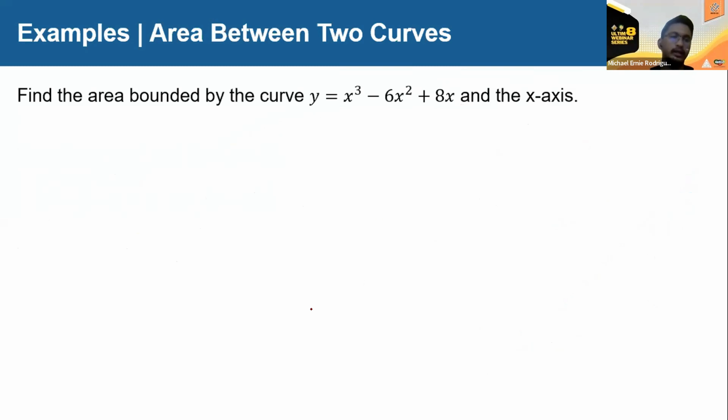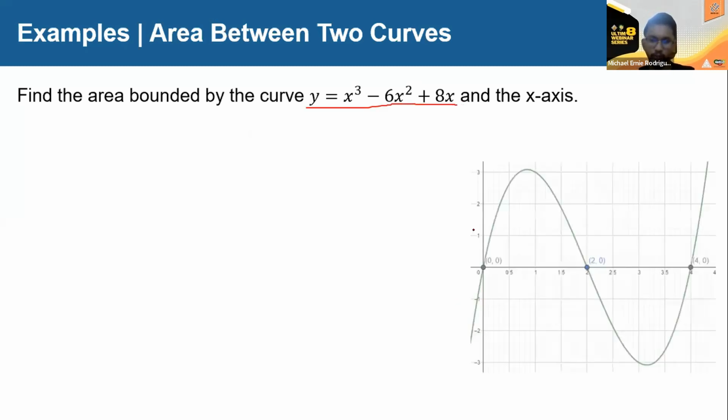Next, find the area bounded by the curve y is equal to x cubed minus 6x squared plus 8x and the x-axis. So when it's like this, let's graph it. The x cubed minus 6x squared plus 8x. If you graph that, this is its shape.